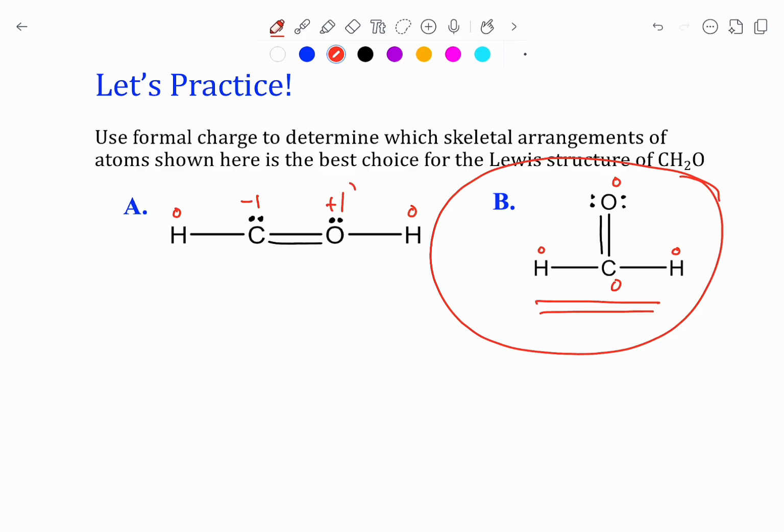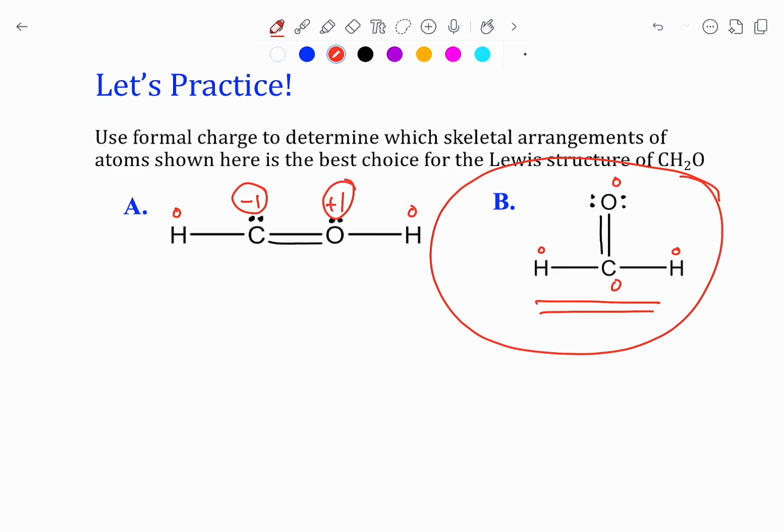In A, I have this positive on this oxygen. It's not more electronegative. Carbon has that negative and it's not more electronegative than oxygen is, so it does not want to have that negative. So B is our preferred structure.